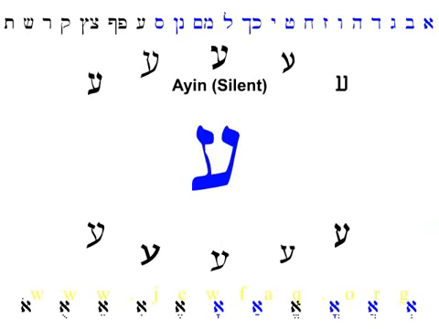The 16th letter of the Hebrew alphabet is ayin. Ayin is silent, like aleph. Ayin dips just a little bit below the baseline of the text. That's an unusual feature. You don't see that in other letters except maybe in a fancy font.